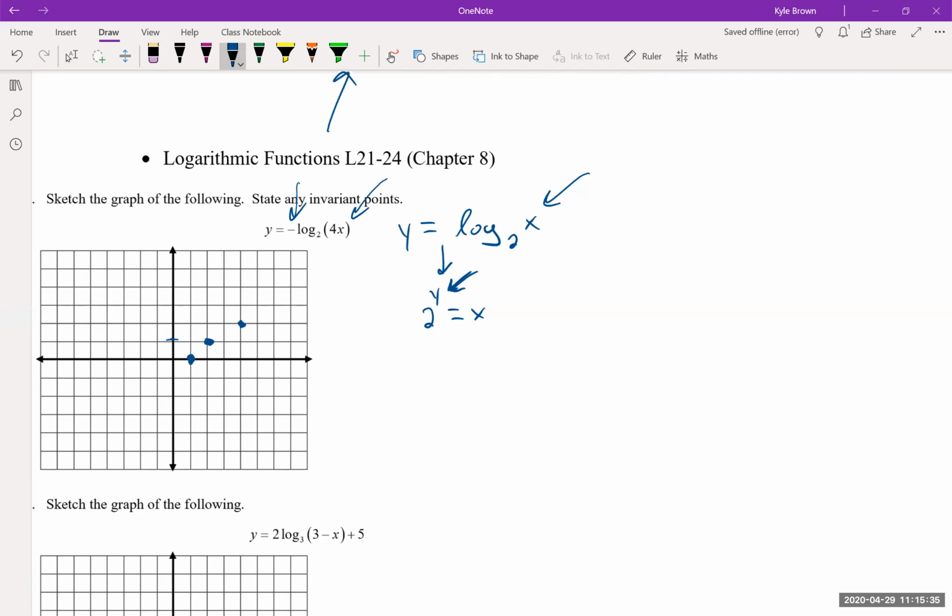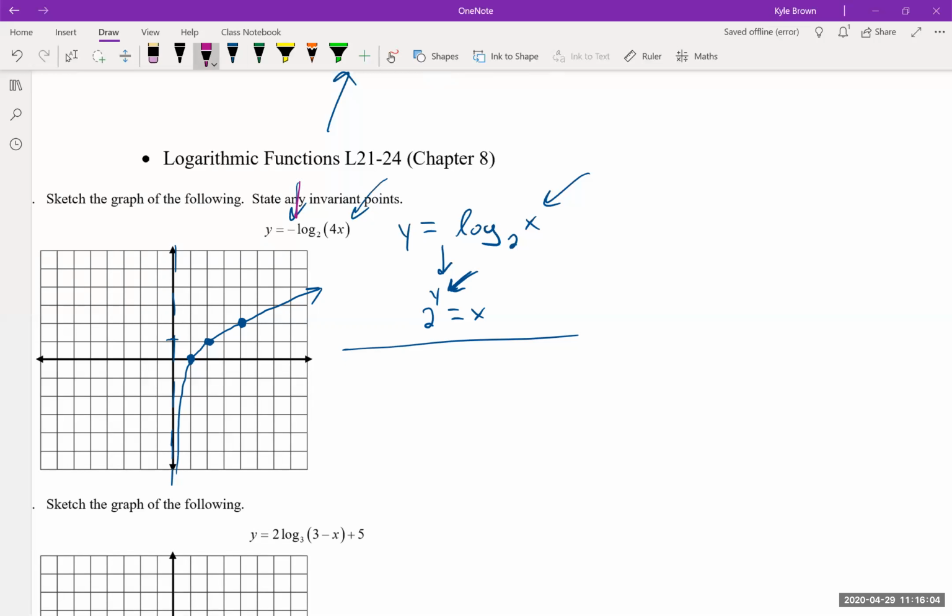I can sketch this guy because I know that this thing has a vertical asymptote at x is equal to 0. So this guy would do something like that. Okay, and I got these points as kind of references there now. Okay, so now that's my original function, or my base function. So now let's figure out what our transformations were here.